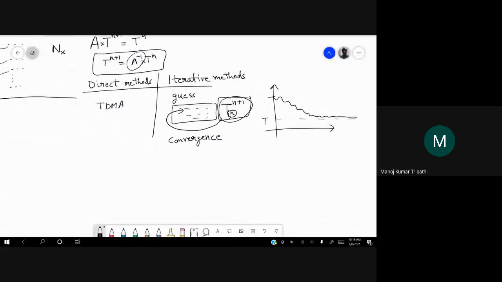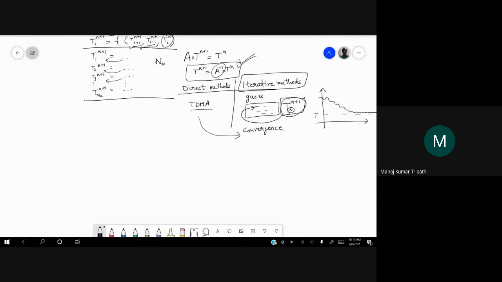So we discussed this tridiagonal matrix algorithm in the last lecture. Today we will discuss these iterative methods. Iterative methods are easier in implementation, but they take some more time than these direct methods. The direct methods take a lot of time for large matrices. If you are talking about three-dimensional problems, then you will have many unknowns. In that case, finding an inverse is very expensive, very time-consuming. So iterative methods are better for them.